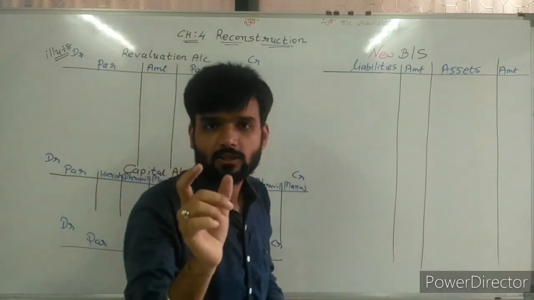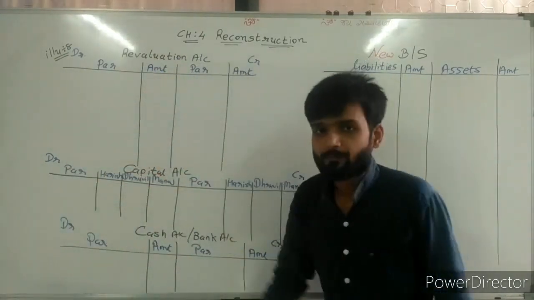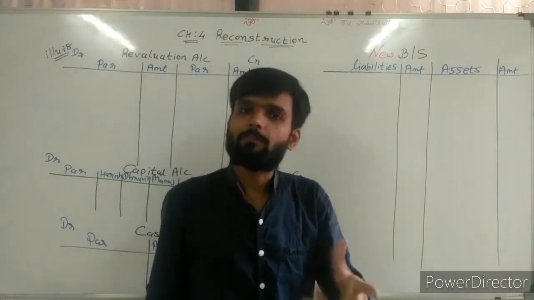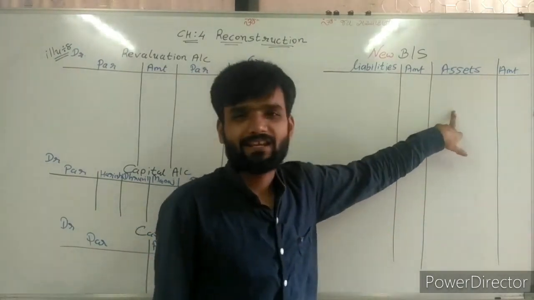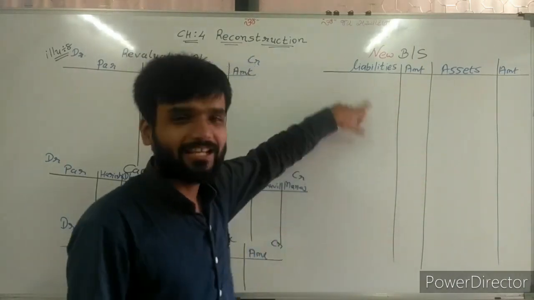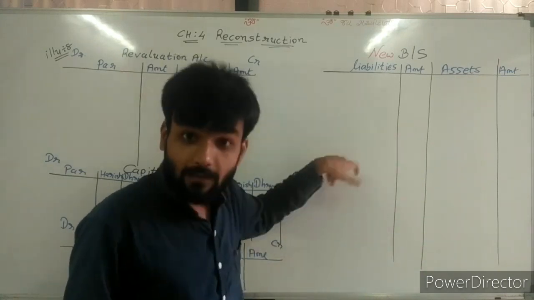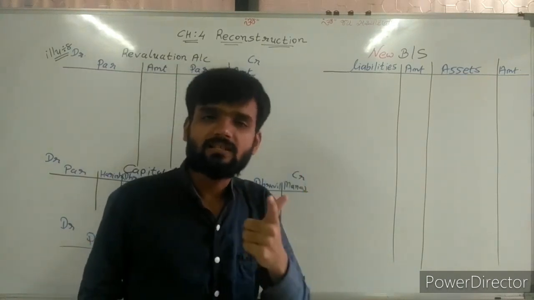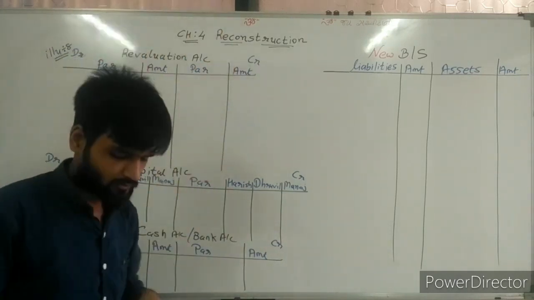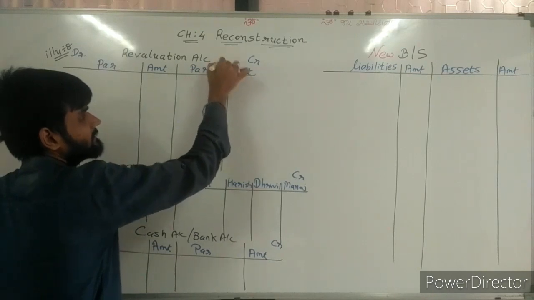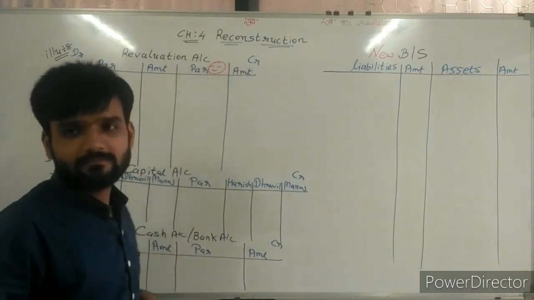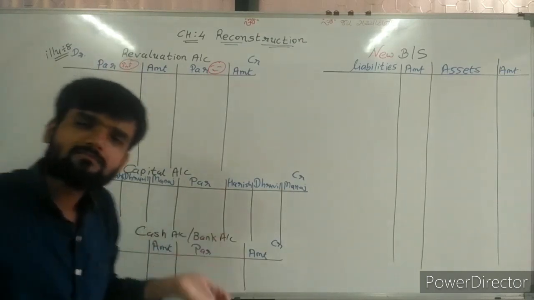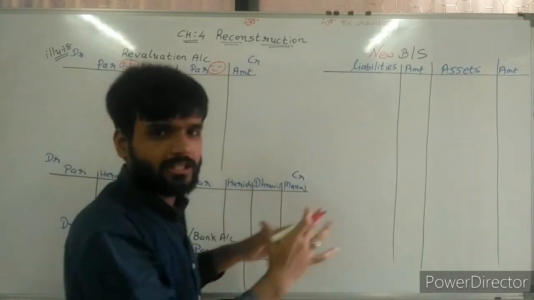So this is the rule to make the revaluation. If you are happy, write on the credit side. If you are sad, write on the debit side. So what is the rule of happy and sad? Asset increase, happy. Asset decrease, sad. Liability increase, sad. Liability decrease, happy. On this basis, we can easily solve the revaluation account. So here I can make a smiley, and here sad. And on this basis, we are doing the sum.